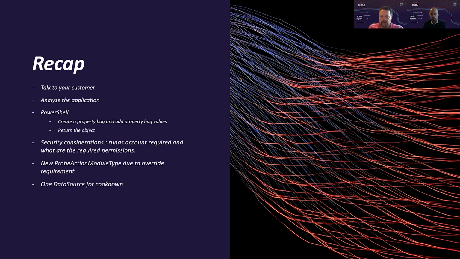So that's our reason for introducing a probe action module type where you can actually take those override requirements into account. So for this specific module type, it was the domain, as you saw on the slides. That was our requirement for the probe action module type, which also has something to do with: talk to your customer, analyze the application, think on all the classes, think on your source model. It also boils down to whether you need to have additional module types created because you have specific override requirements.